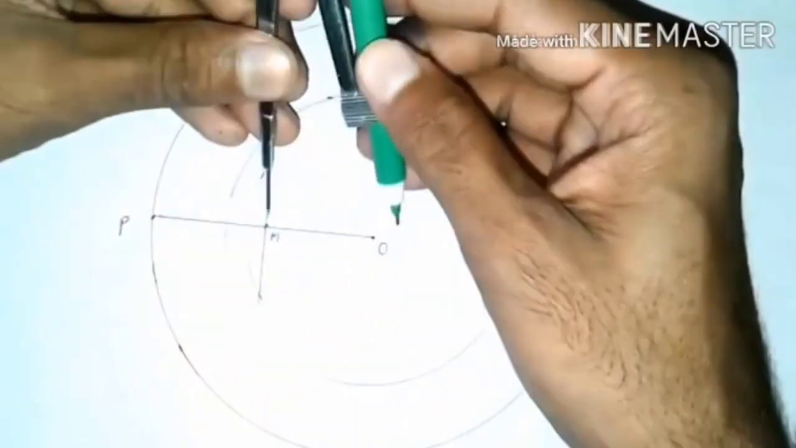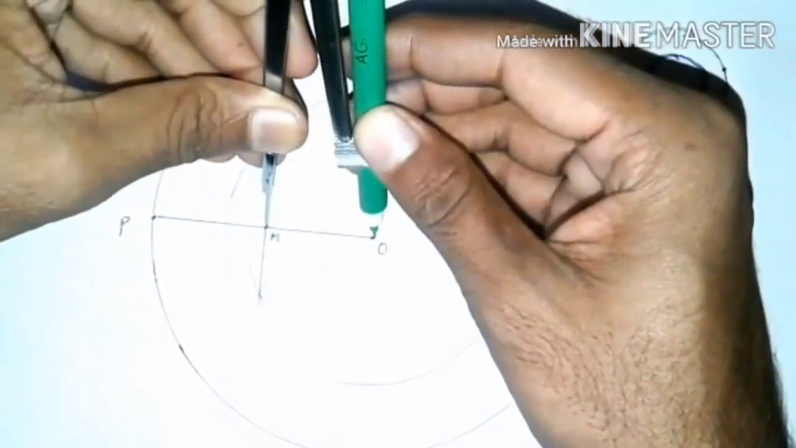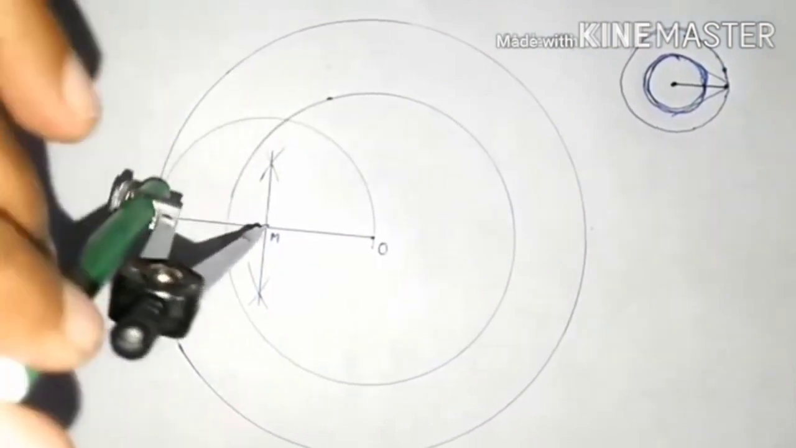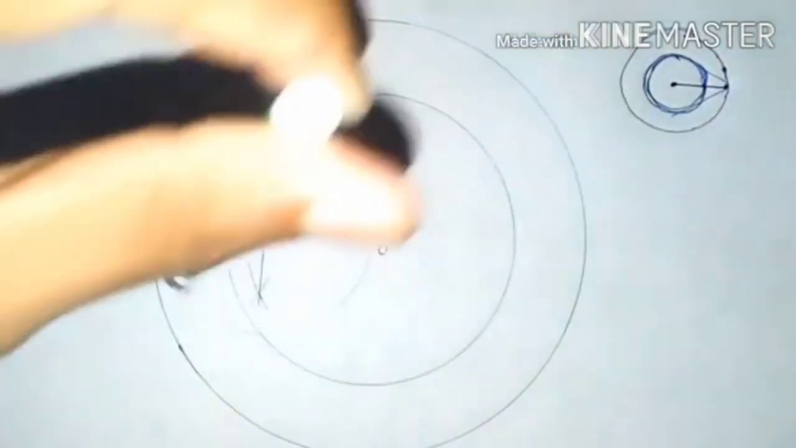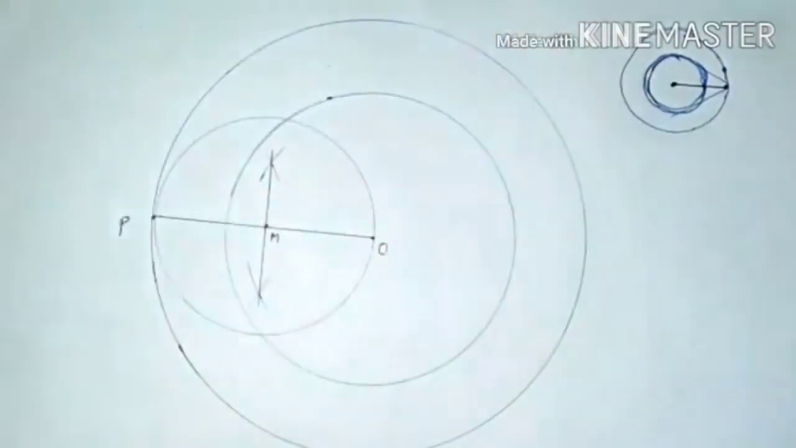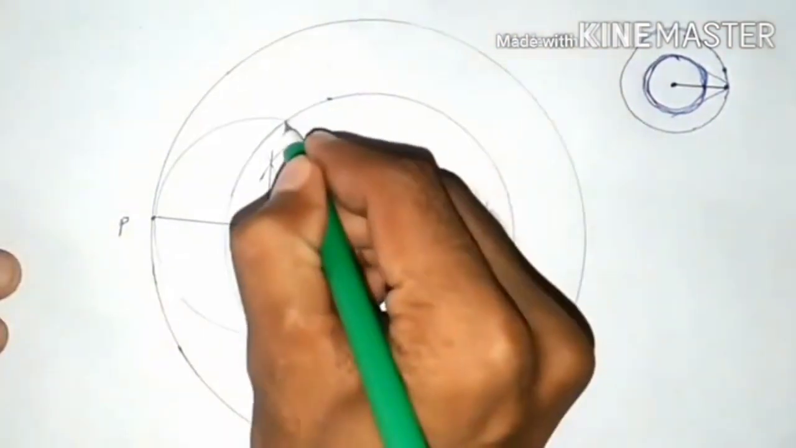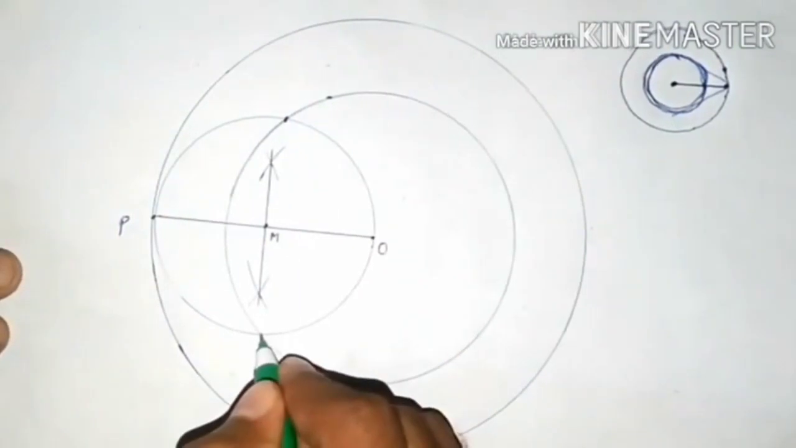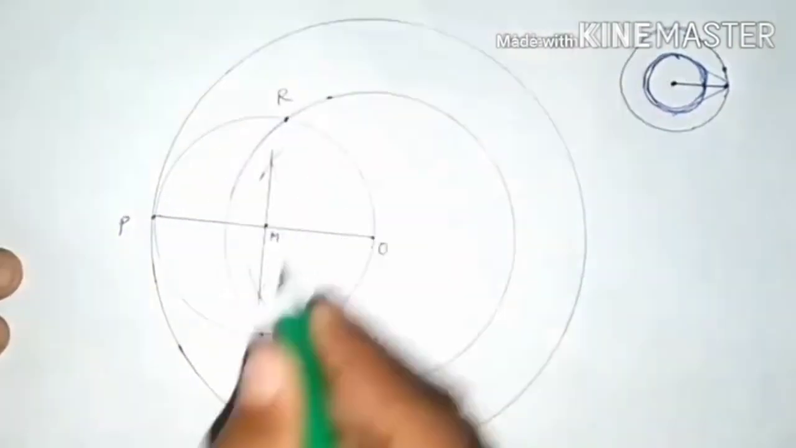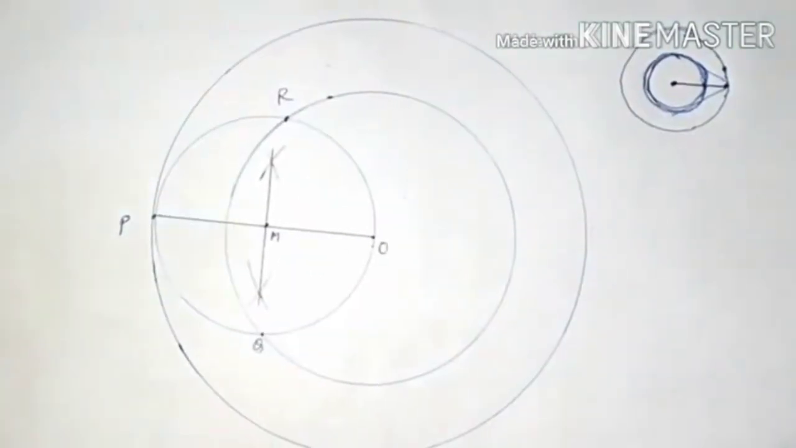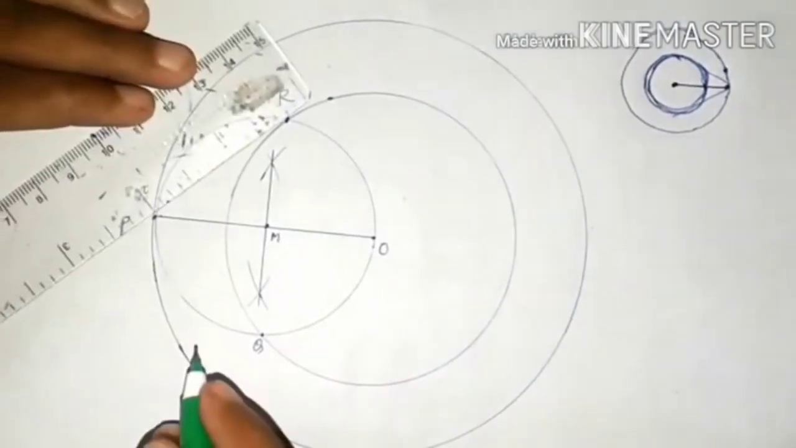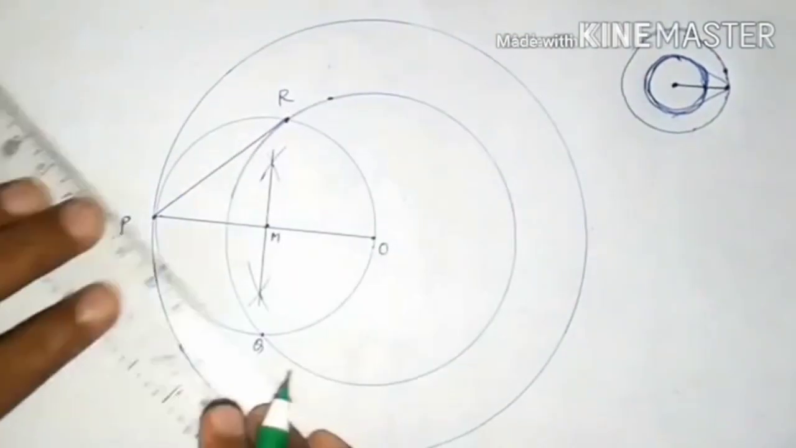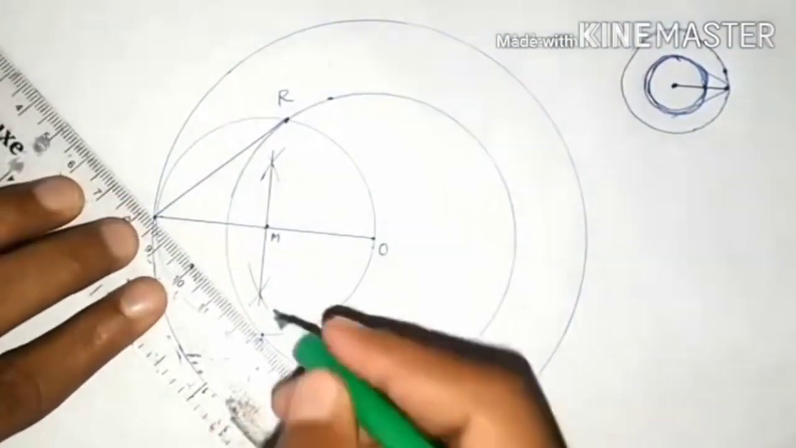Now using your compass, take OM as radius and M as center, draw another circle. And this circle intersects the inner circle at 2 points. So mark the 2 points as R and Q. Using your ruler, join PR and PQ.